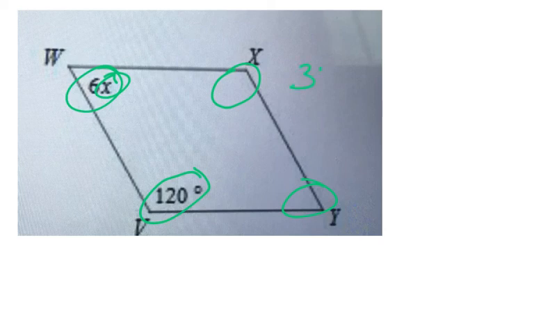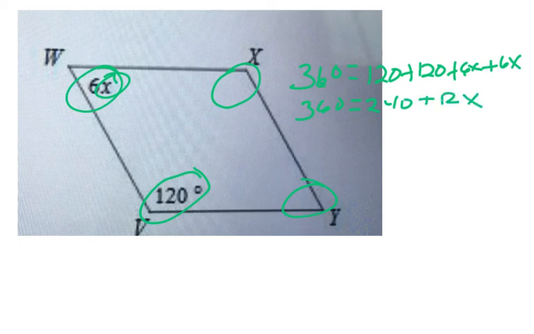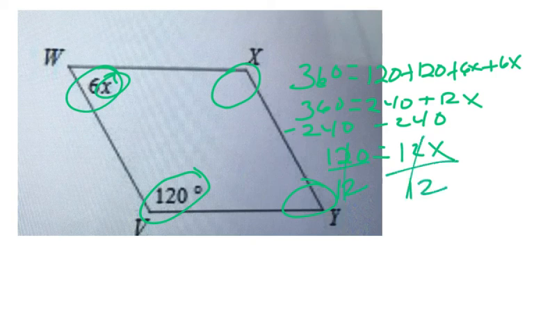So this would be 360 is equal to 120 plus 120 plus 6x plus 6x. So that would be 360 equals 240 plus 12x. Now I'm going to subtract 240 from both sides. So I'm going to get 120 is equal to 12x. I'll have to divide by 12 on both sides, and I will get 10. X is equal to 10. Okay? And again, this is a parallelogram.